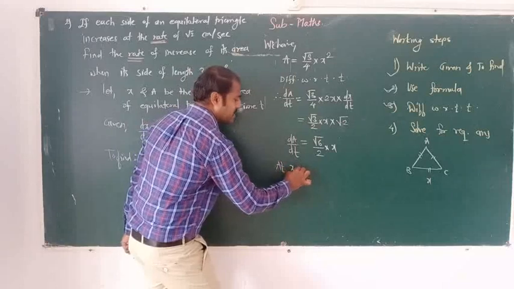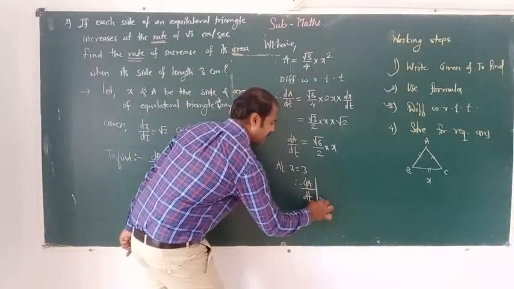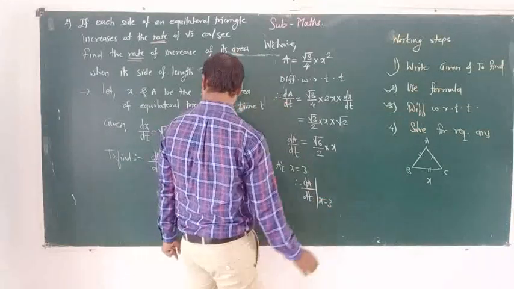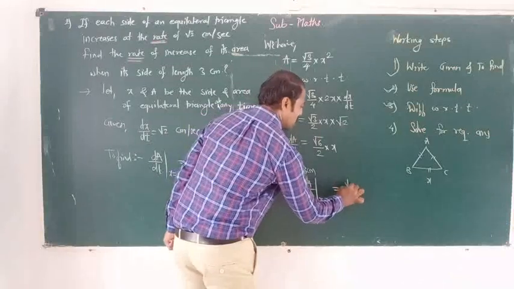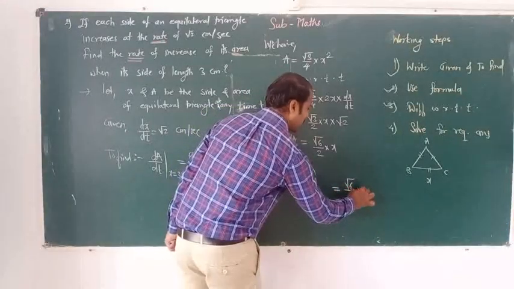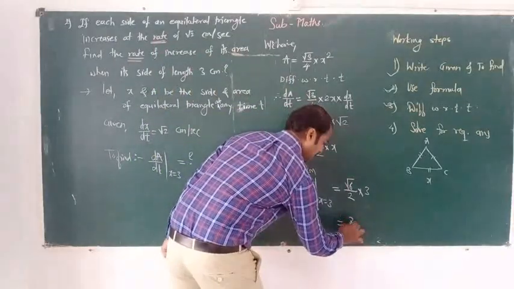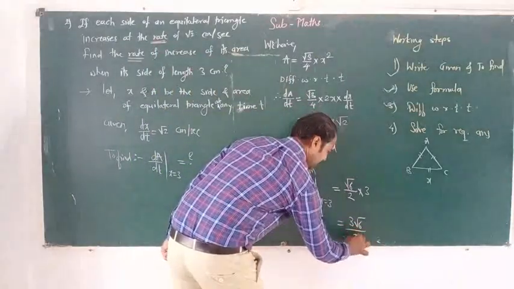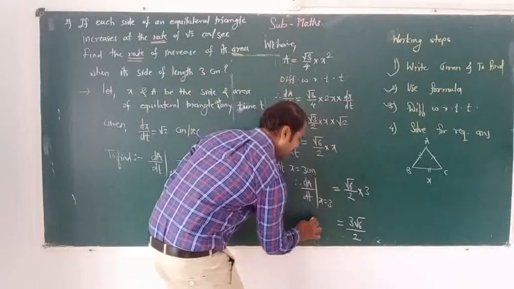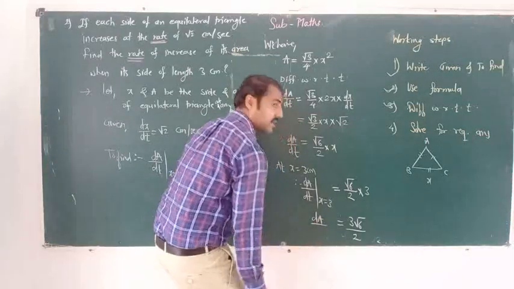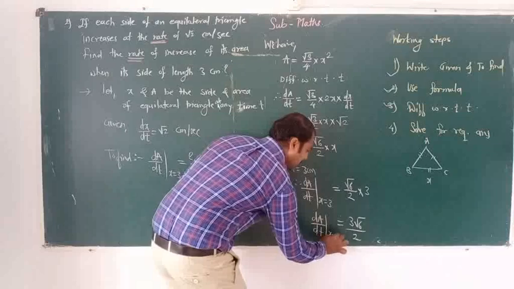At x is equal to 3, dA by dt at x equal to 3 centimeter, which is equal to root 6 divided by 2 into 3. I can write this as 3 root 6 divided by 2, which is the required rate of change of area with respect to time at x is equal to 3.